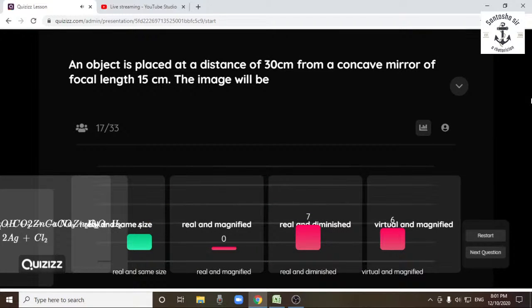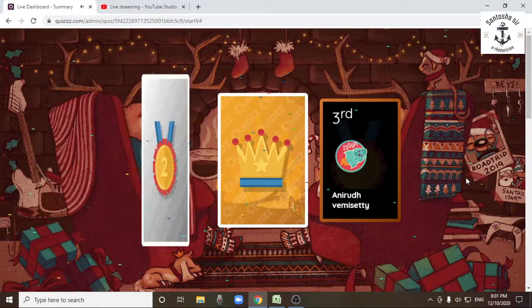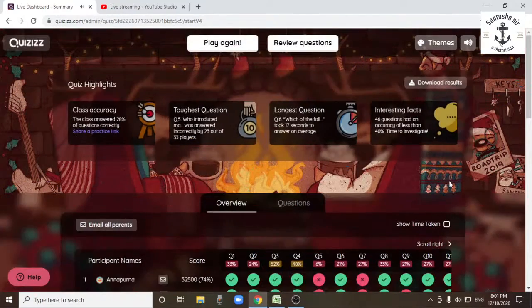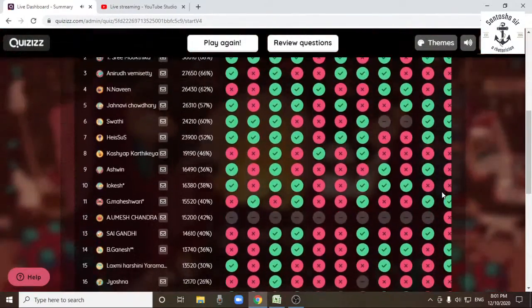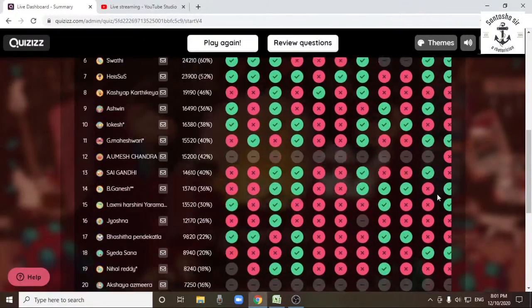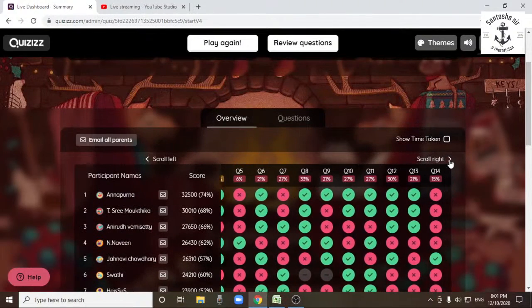Okay, let's check. I guess only 4 members answered it right. Let's check the final scores. Anirudh on the third, Moktika second, and Annapurna first. Congratulations, and I appreciate the time and effort of each and every participant. Okay, here are the scores on the screen. This is how you made it, and if you would like to have individual scores, you can contact me.